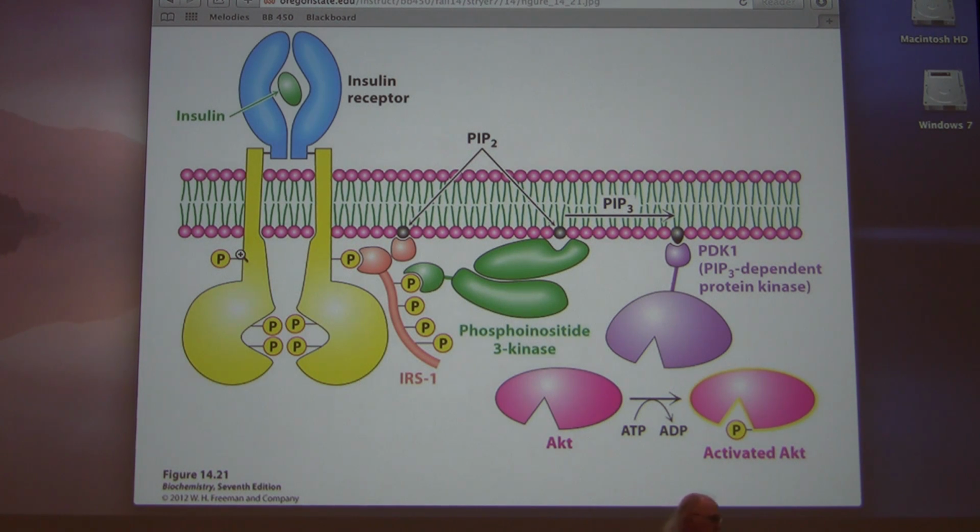What I'm showing you here with the insulin receptor, I should point out, is only one of a zillion things that the insulin receptor can affect. Insulin receptors are implicated in processes that include cancer, cell division, and a variety of things. So the insulin receptor is a very, very important and multifunctional receptor.